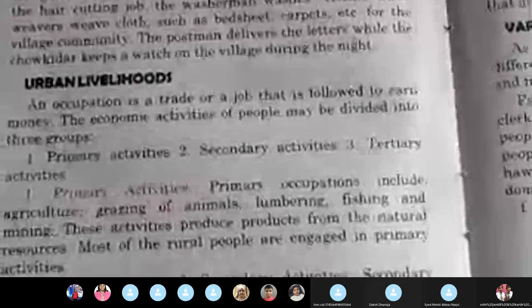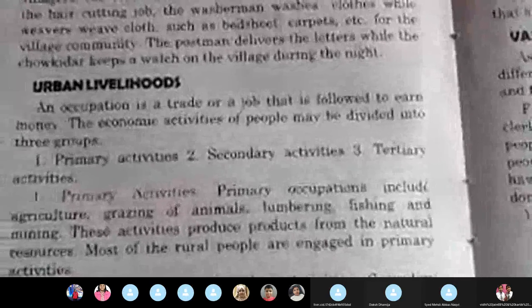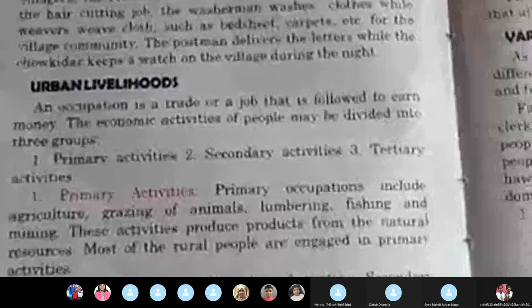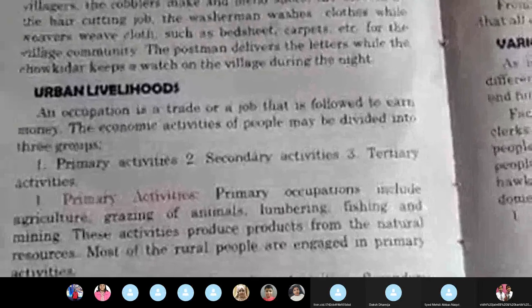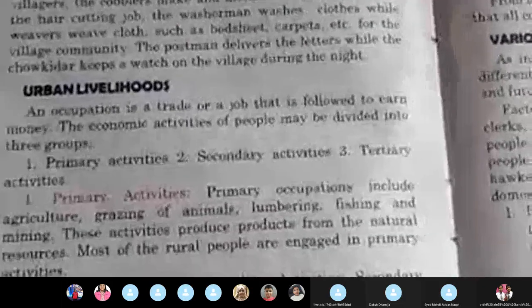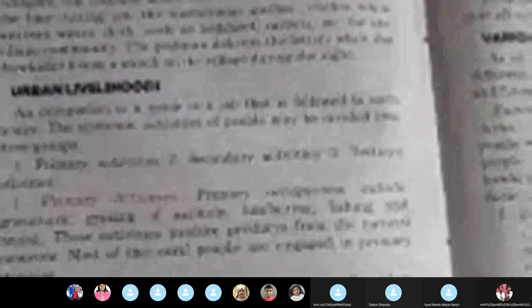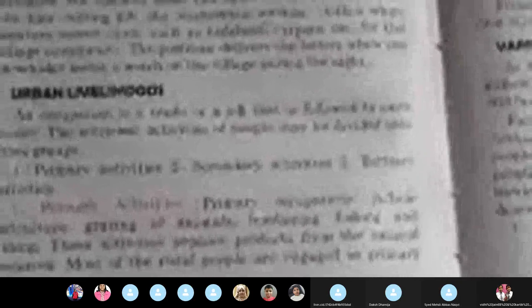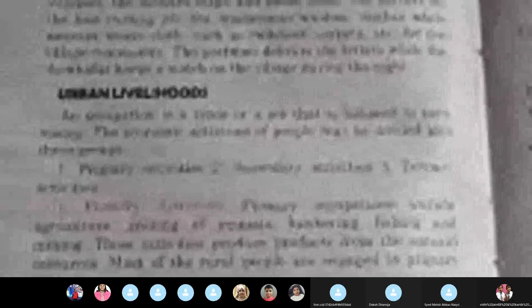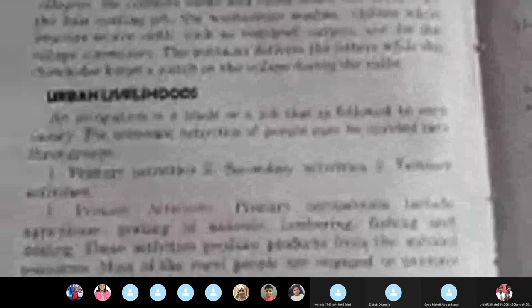Then in urban, that means in city, you have seen people, you have seen your own parents taking up secondary and tertiary activities. Now, primary are the agriculture activities, lumbering, fishing, grazing of animals, etc. Then secondary activities, they include the primary products which are produced, they are refined and utilized. Tertiary activities are like business, teaching, educational, health, transport, trade, commerce, all this comes under the tertiary activity. We will read about them in detail in our next class.